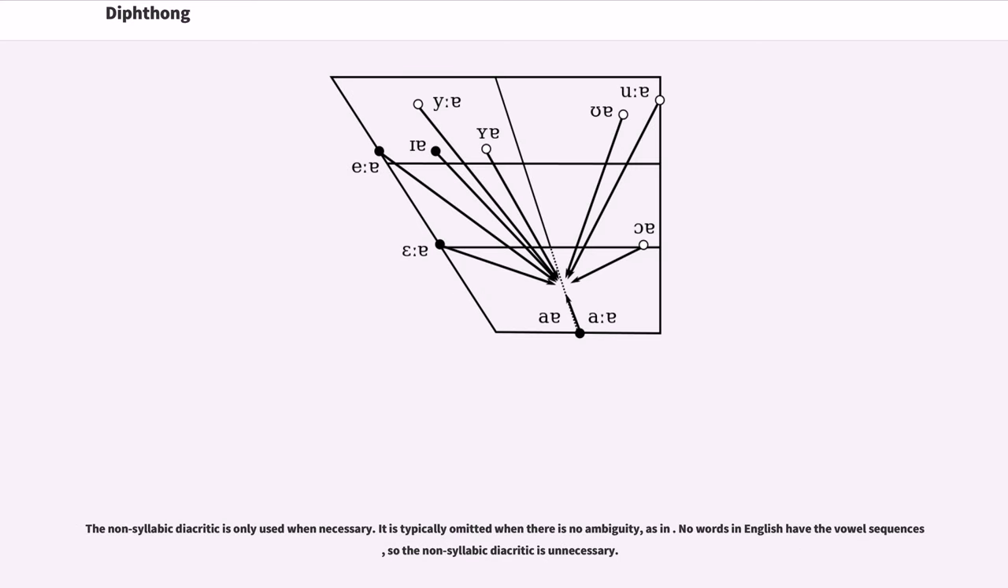The non-syllabic diacritic is only used when necessary. It is typically omitted when there is no ambiguity. No words in English have these vowel sequences, so the non-syllabic diacritic is unnecessary.